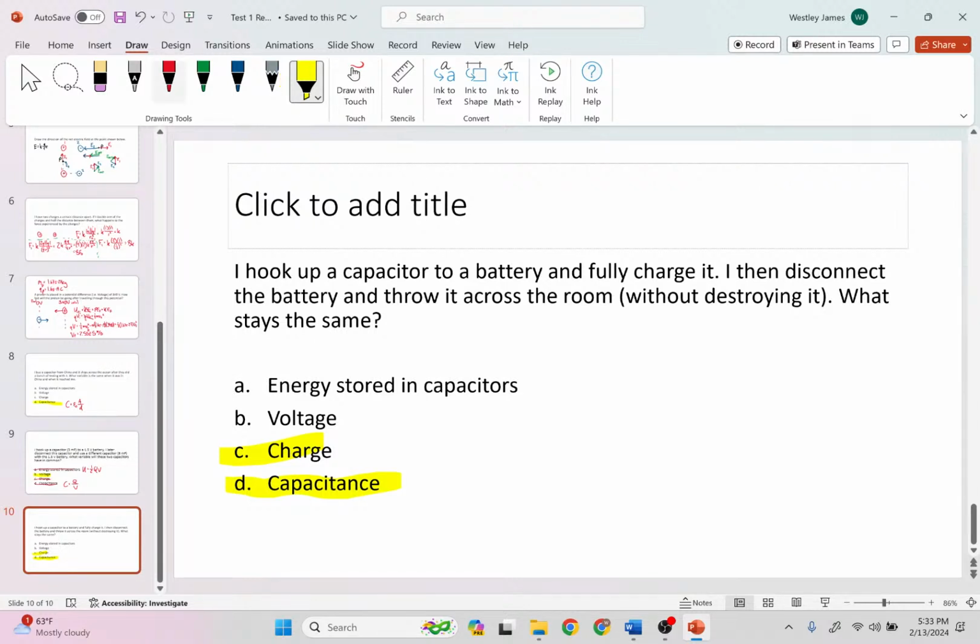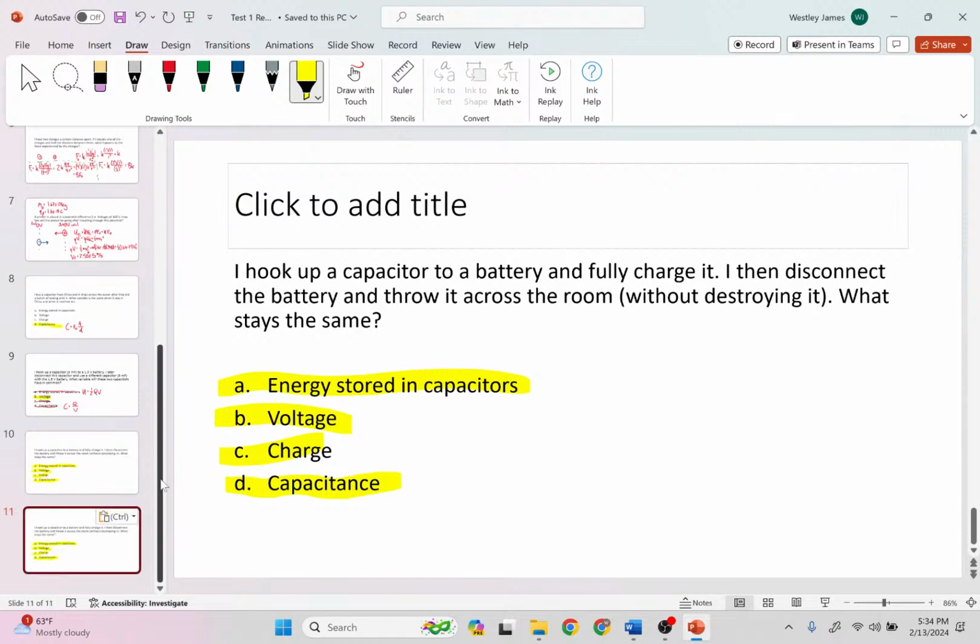The voltage is also the same. Literally everything stays the same. So the answer to this one was kind of a trick one. Literally every answer was correct, but for different reasons. Capacitance was the same because I didn't change the area and the distance between the plates. The charge was the same because I didn't discharge it. The voltage was the same because if capacitance is the same and charge is the same, voltage is going to be the same.